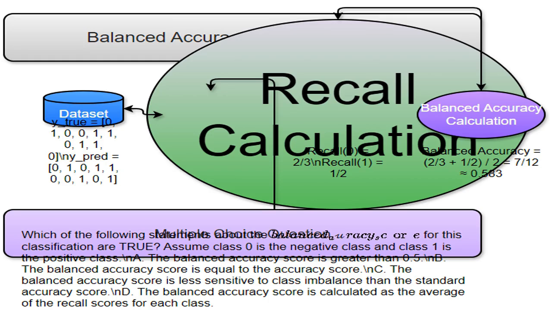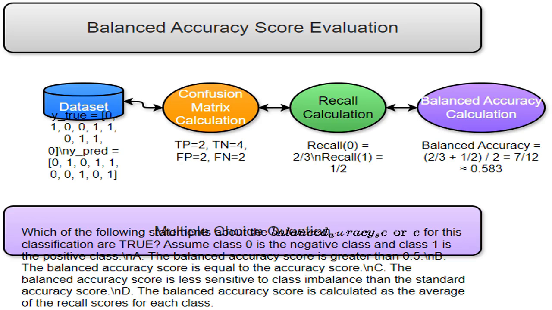I'm calculating the balanced accuracy. It is the average of the recall scores for each class. I'll compute it as recall of class 0 plus recall of class 1, divided by 2, equals 2/3 plus 1/2, divided by 2, equals 7/12, approximately 0.583. I'll evaluate the balanced accuracy score to determine the model's performance.